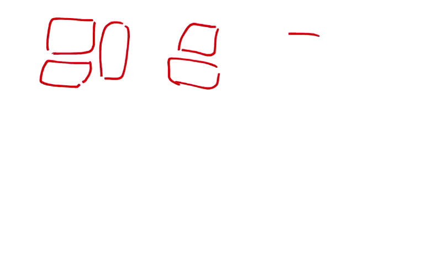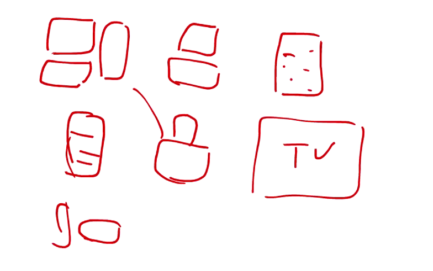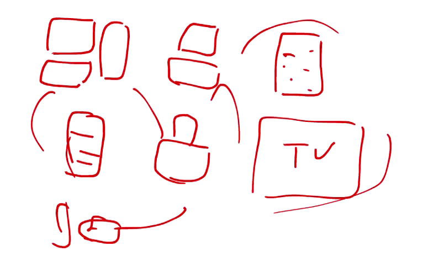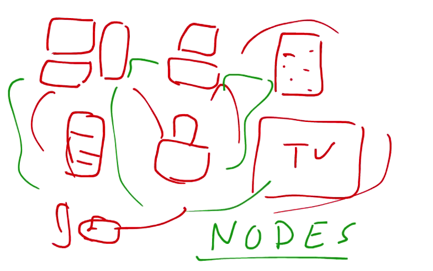When I talk about computers, I mean desktop computers, your laptop, a tablet, a PC. Your mobile phone can be a part of that computer network, your printer can be a part of that computer network, your smart TV can be a part of that computer network, and your game consoles, for example your Xbox or PlayStation, can be a part of a computer network. And all these devices which are a part of a computer network are called nodes. These are all nodes of the computer network.